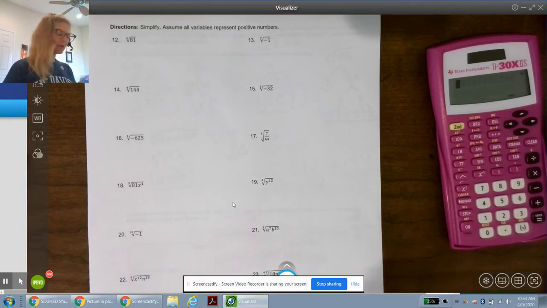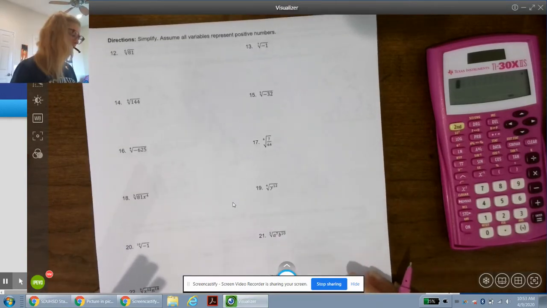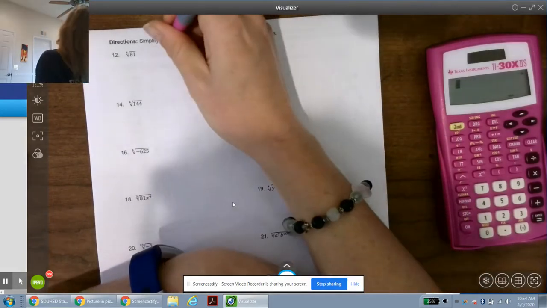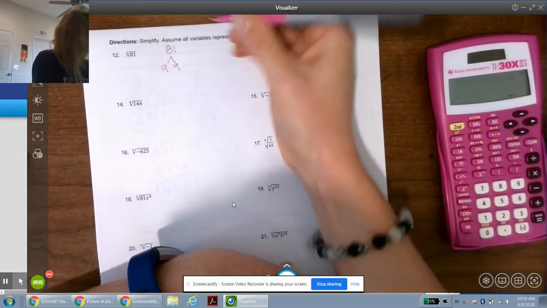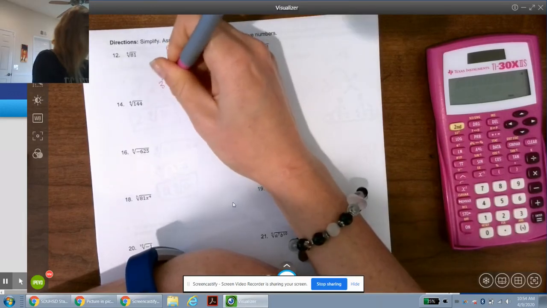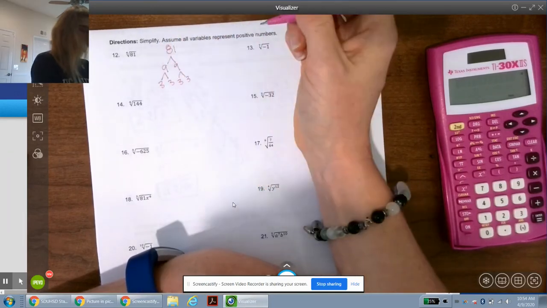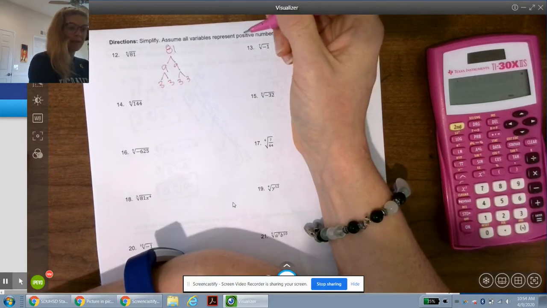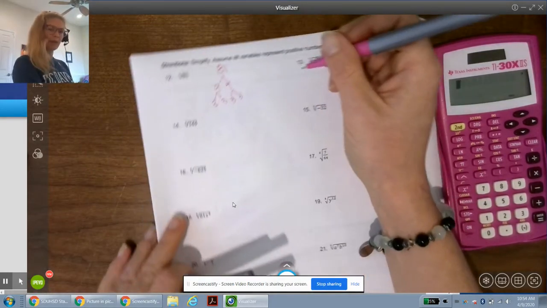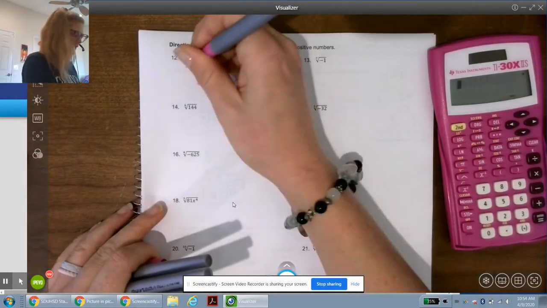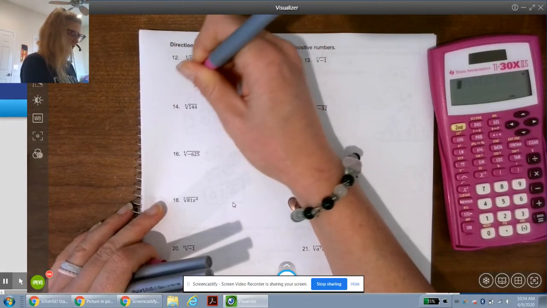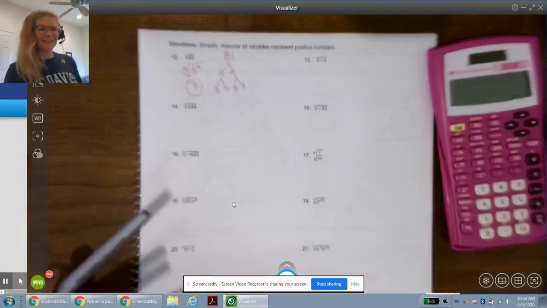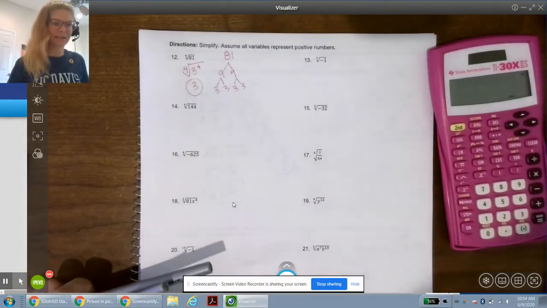Okay, so let's go over some of these answers. 4th root of 81. When I see 81, I'm thinking about 9 and 9, which is 3 and 3 and 3 and 3. Maybe you already have that one memorized. So this is the 4th root of 3 to the 4th, which is 3. Excellent. Good job, mini mathematicians.